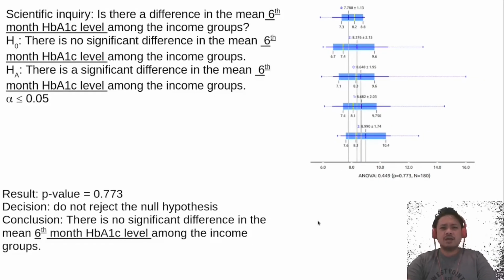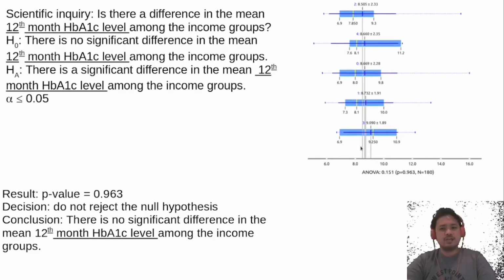Next, is there a difference in the mean 6 months HbA1c level among the income groups? The answer is no, because our p-value is 0.773, which is bigger than alpha. We will not reject our null hypothesis. How about after 12 months? As you can see, the gray lines are very near each other. The p-value that we got is 0.963, which is bigger than 0.05. We will not reject our null hypothesis.